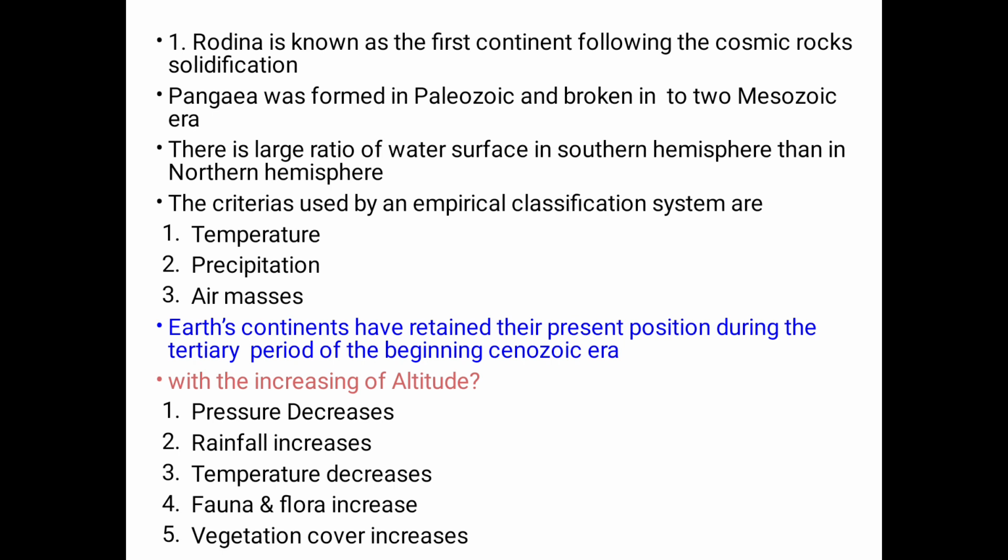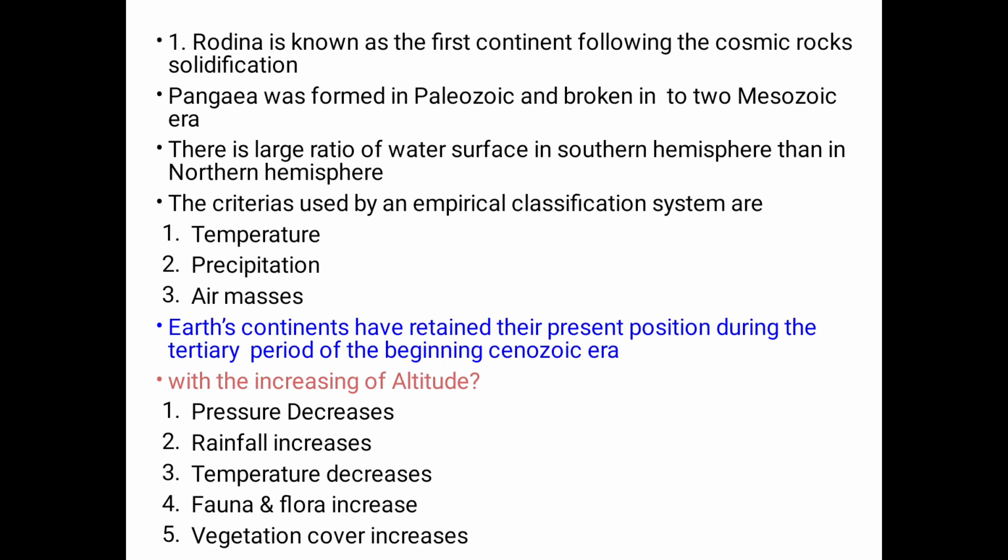Another, Pangea was formed in the Paleozoic era and broken into two, Laurasia and Gondwanaland, in the Mesozoic era. There is a large ratio of water surface in the southern hemisphere. As a result, the southern hemisphere is known for having a moderate climate, whereas there is a large land ratio in the northern hemisphere.